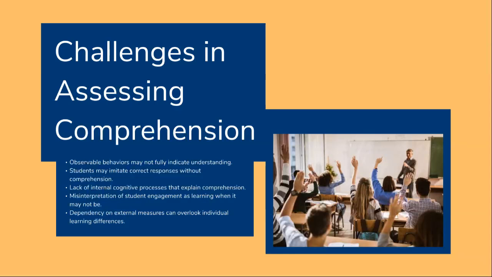Challenges in assessing comprehension. Observable behaviors may not fully indicate understanding. Students may imitate correct responses without comprehension. There is a lack of internal cognitive processes that explain comprehension. Student engagement may be misinterpreted as learning when it may not be, and dependency on external measures can overlook individual learning differences, such as students that have disabilities or difficulties in the classroom, who can sometimes be overlooked, based on dependency.